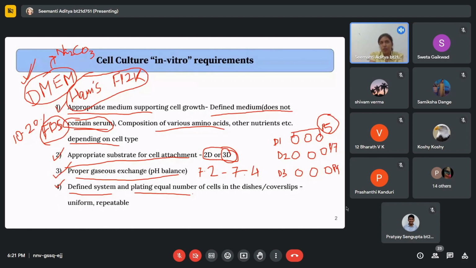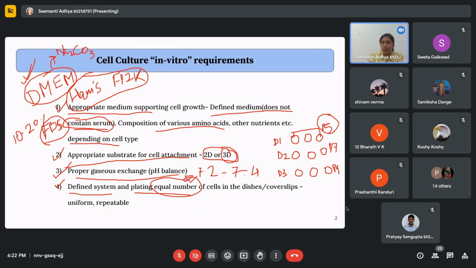For the experiments to be repeatable, that is a very big issue in wet lab experiments, because very minute changes in your cell culture techniques or methods might lead to a great change, and that might not be feasible because you have to repeat it multiple times. So in order to avoid it, we have to continuously keep in mind that whatever cells we are plating in the dishes or cover slips, it should be an equal number. That is a really very important thing to keep in mind.